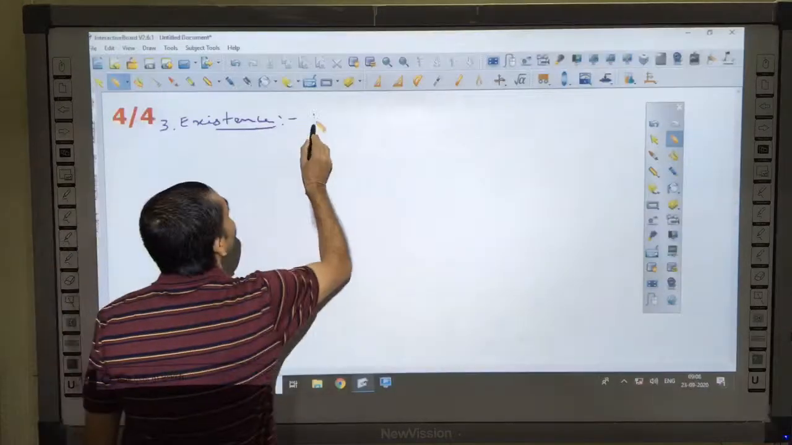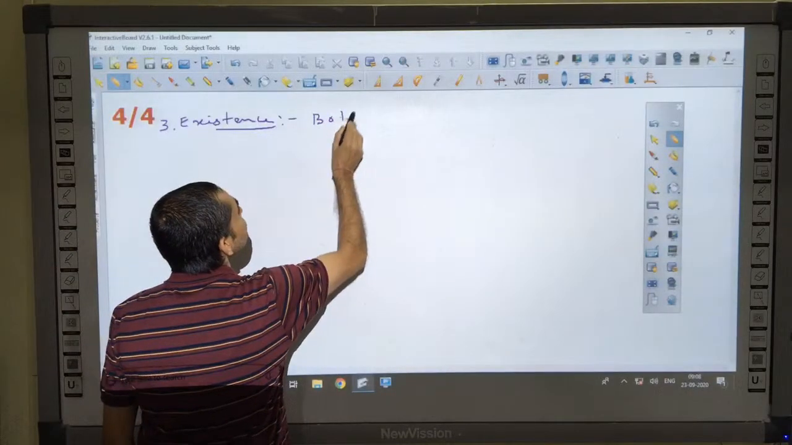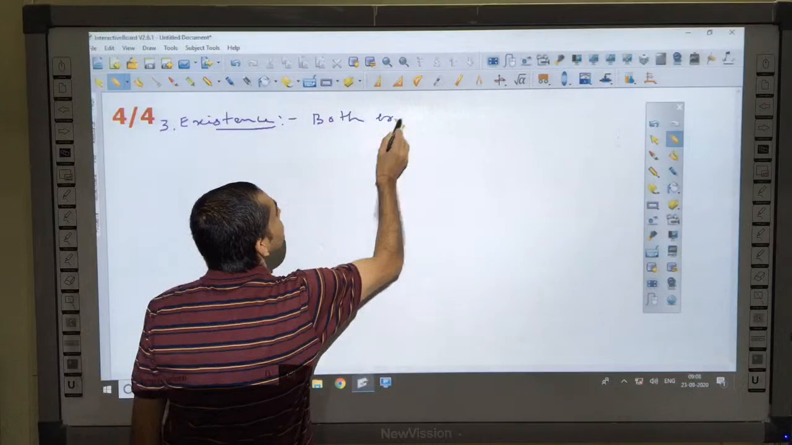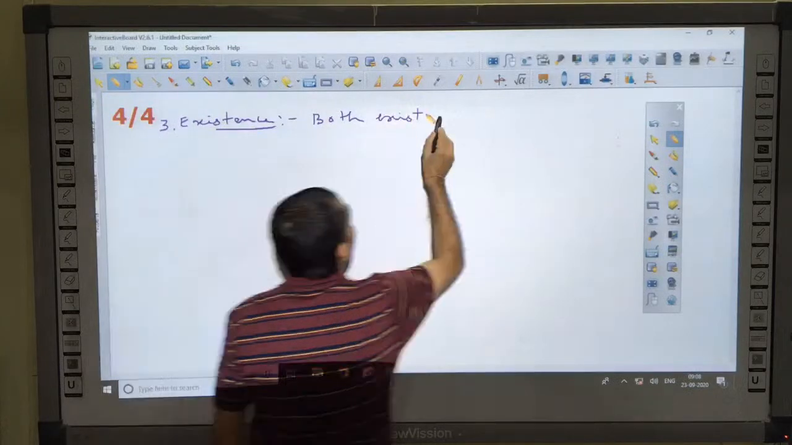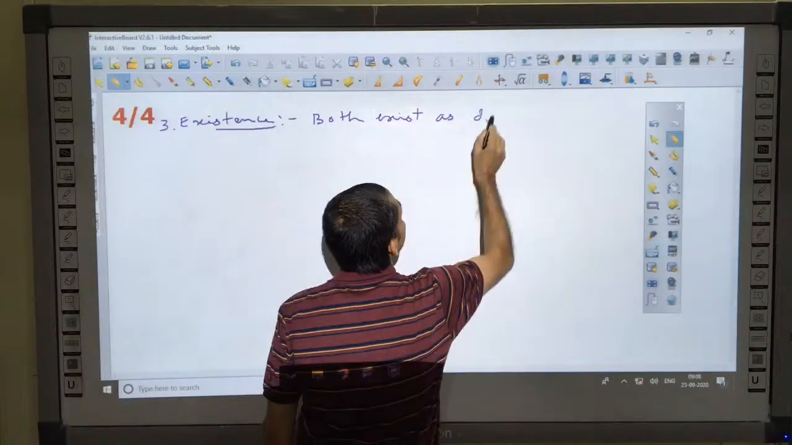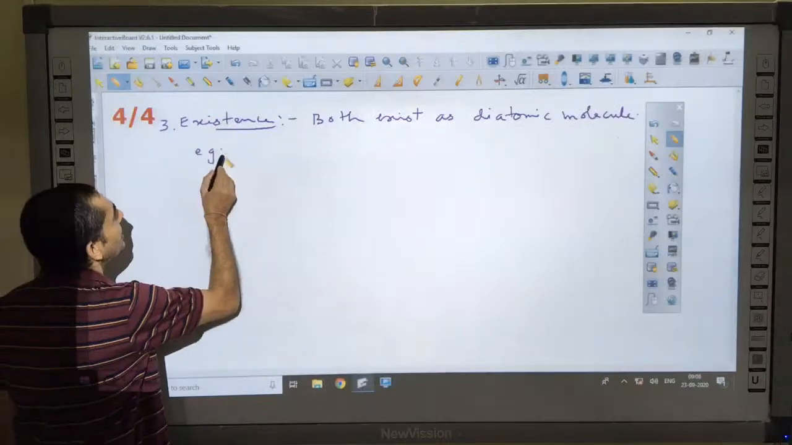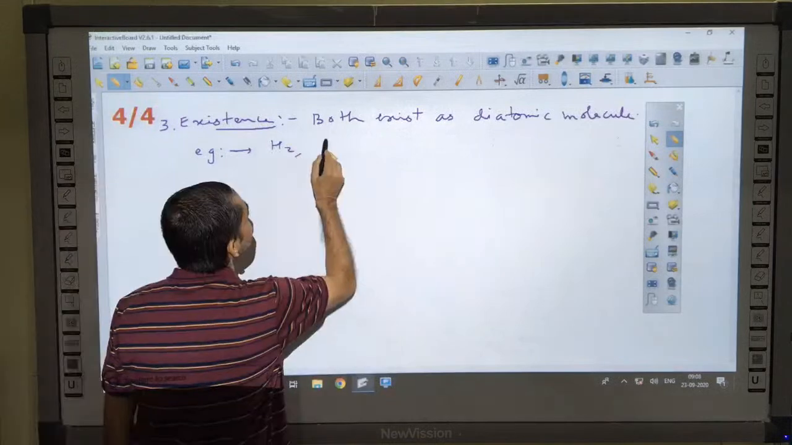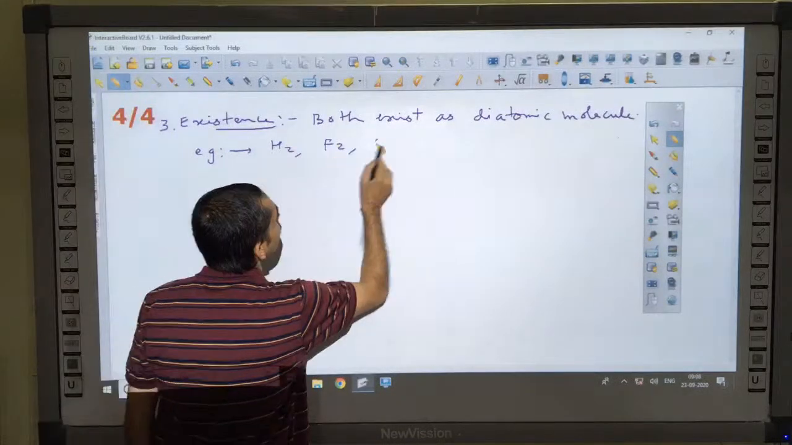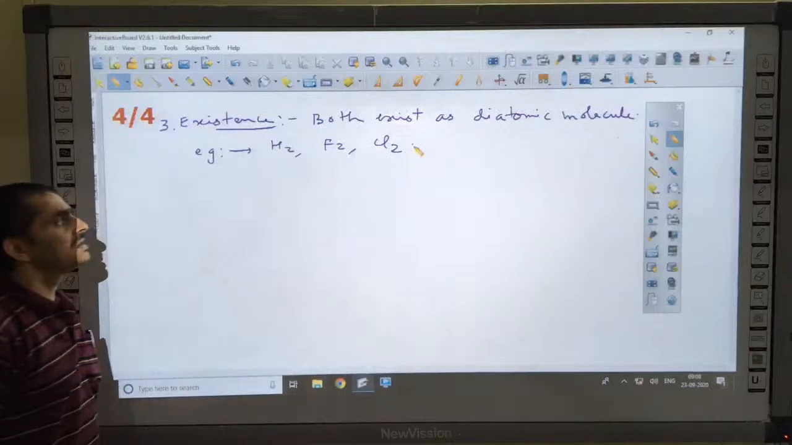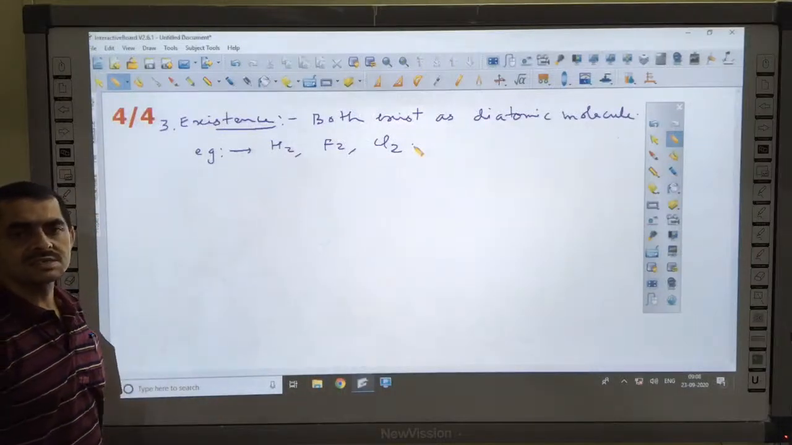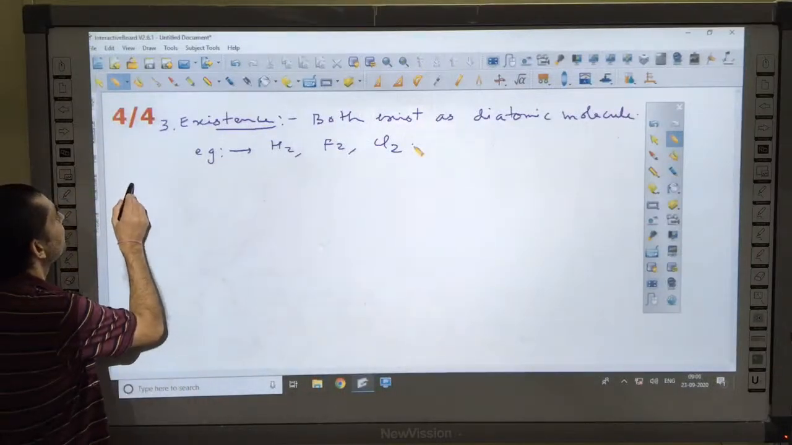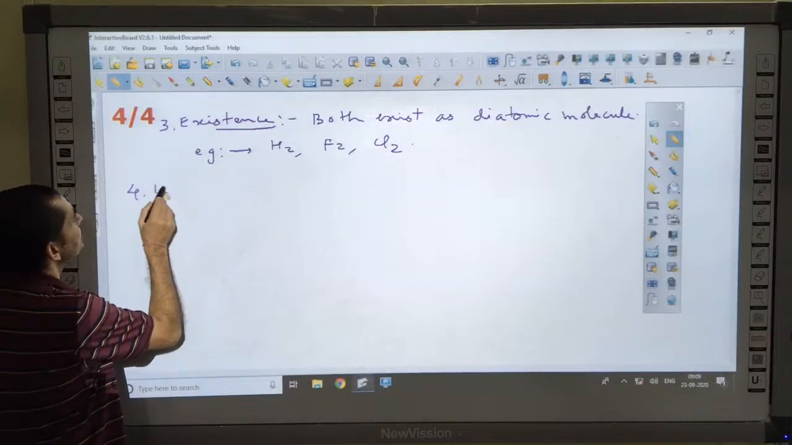This is second. Both exist as diatomic molecules. For example, I am writing hydrogen H2, halogen F2, chlorine Cl2. Now you can see both exist as diatomic molecules. Number 4, electronegative nature.